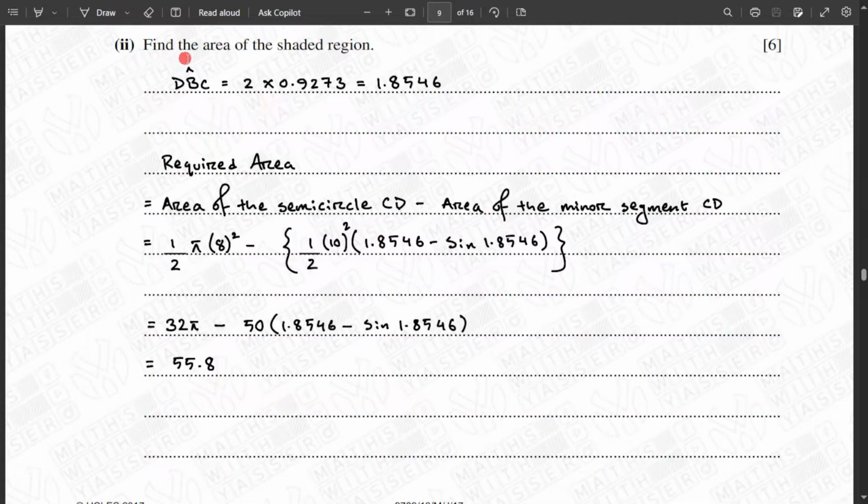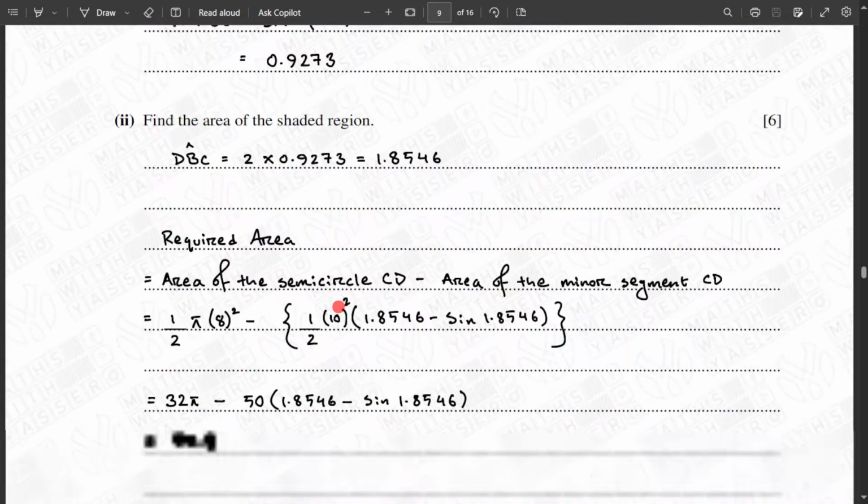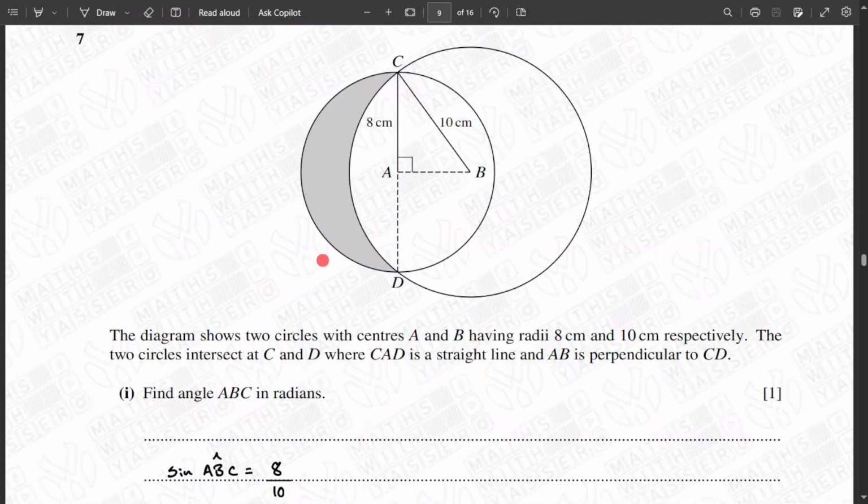In part 2, it says find the area of the shaded region. So let's look into the diagram again. So this is the shaded region that we need to find. In order to find it, what we can do, if we manage to find the area of the semicircle CD, which is this, and then if we take away the area of the minor segment of CD, which is this, then we will be left with the shaded region.